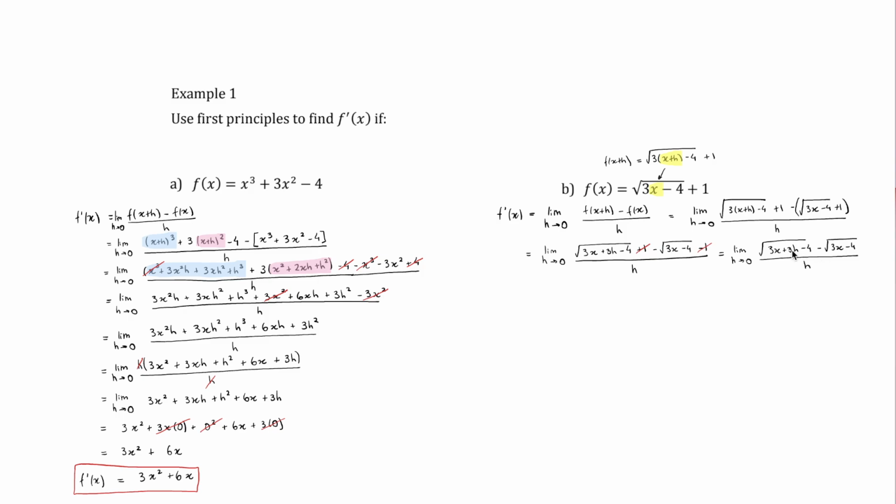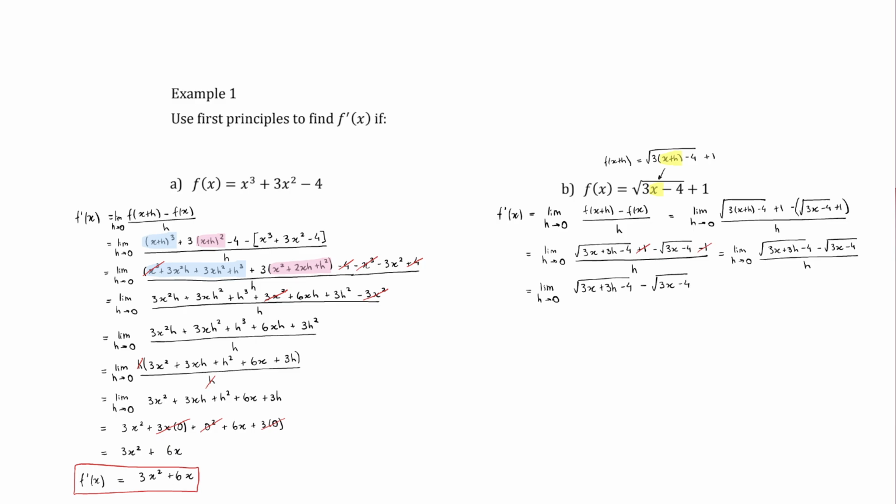to further simplify. So again, let's recall, how do we rationalize either a numerator or a denominator? We need the conjugate. So we need to multiply both the numerator and the denominator by the conjugate. Okay, so let's do that. The limit as h approaches 0, I'm just going to rewrite the expression as it was. The square root of 3x plus 3h minus 4 minus the square root of 3x minus 4 all over h.